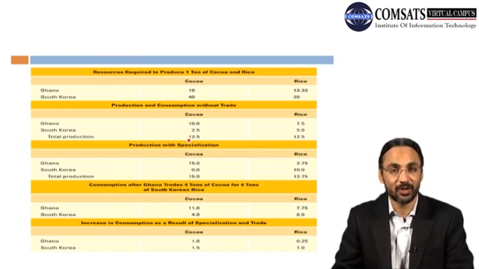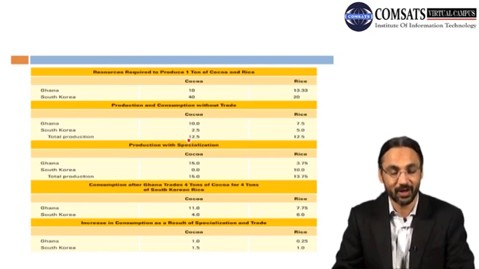When they are swapping with each other, 4 tons of cocoa with 4 tons of rice, then the total benefit they are getting is that Ghana ends up with 11 tons of cocoa and 7.75 tons of rice, and South Korea 4 tons of cocoa and 6 tons of rice.